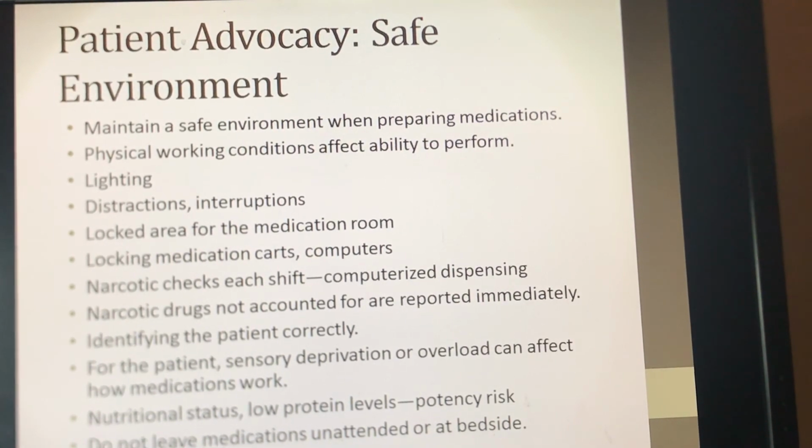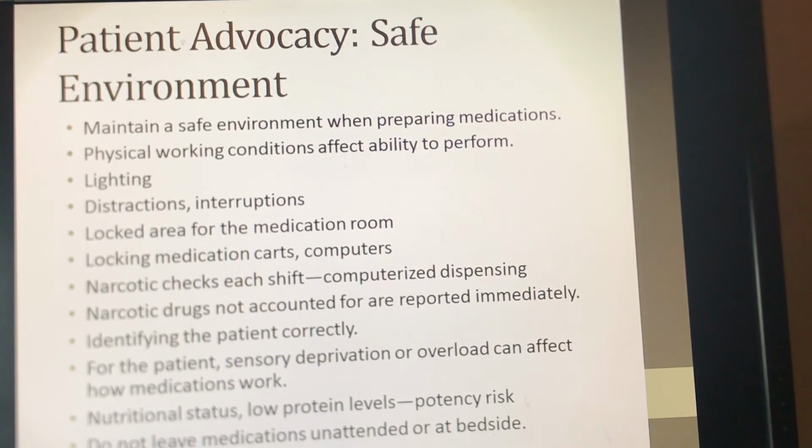Nutritional status, how's the protein levels? Is there a potency risk on what we're giving them? And also, when we're administering medications, we don't leave any medications unattended at the bedside. You also don't turn your back when you're offering medications, because you don't know what happens. You don't have eyes behind your head. So we're looking at that.